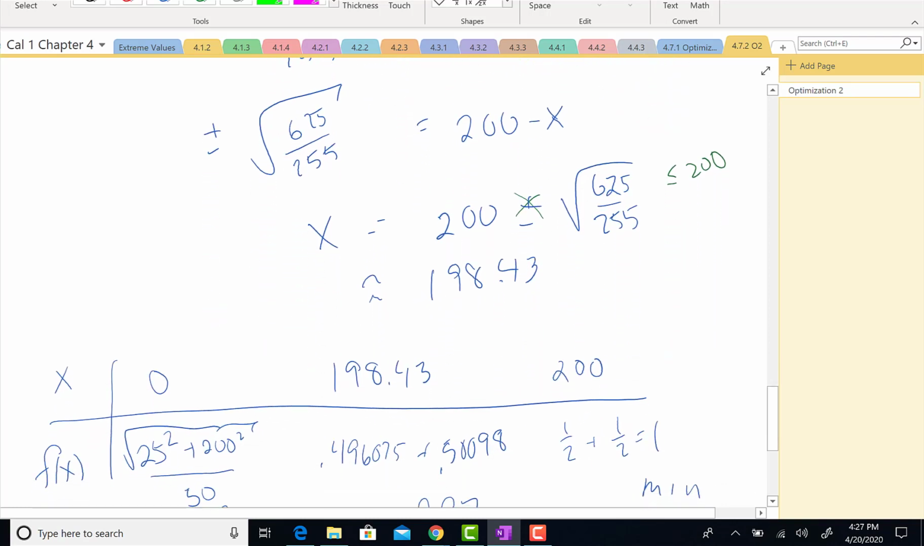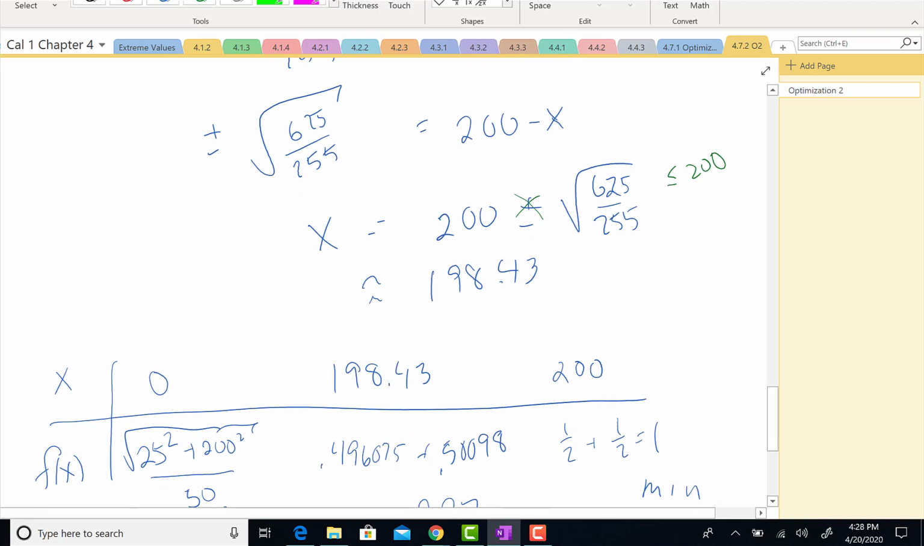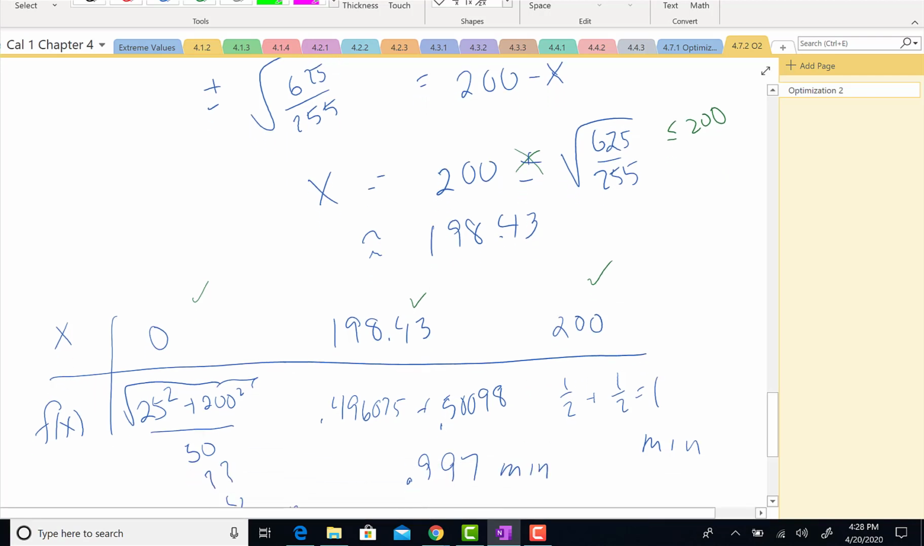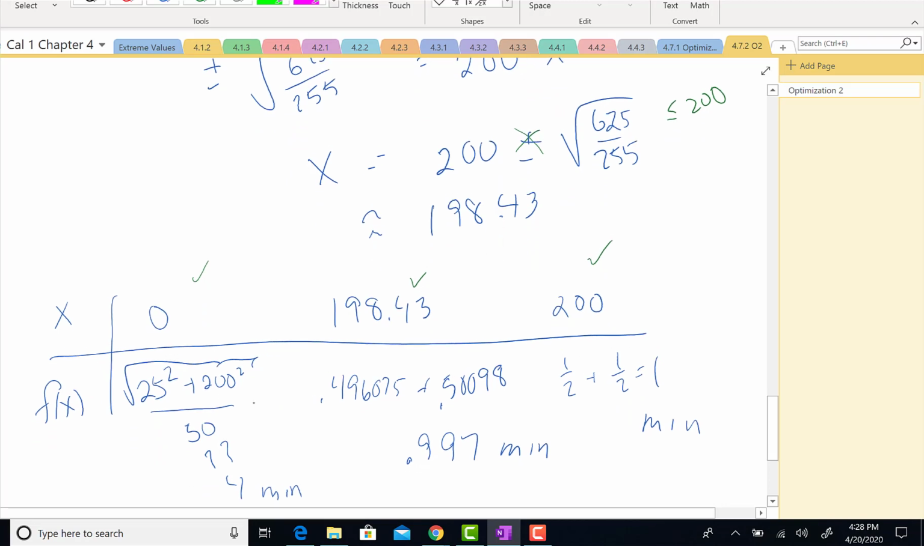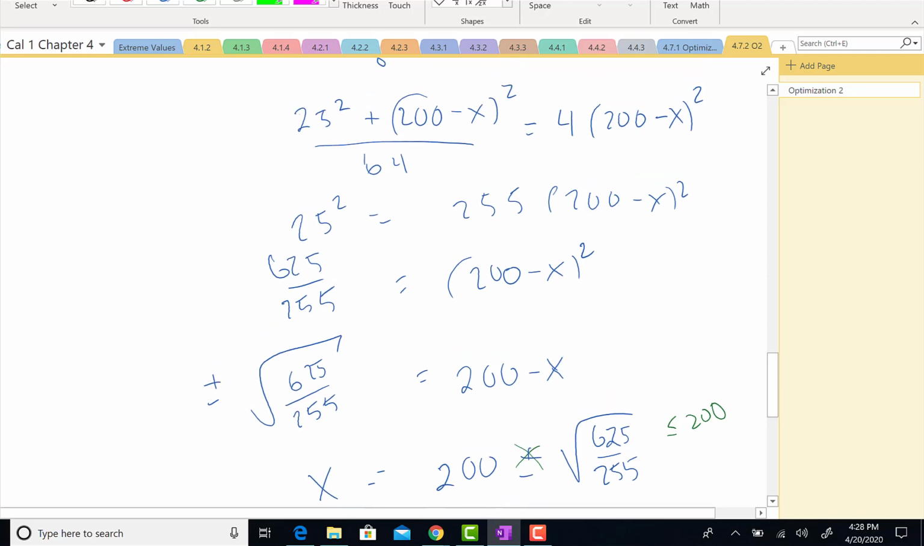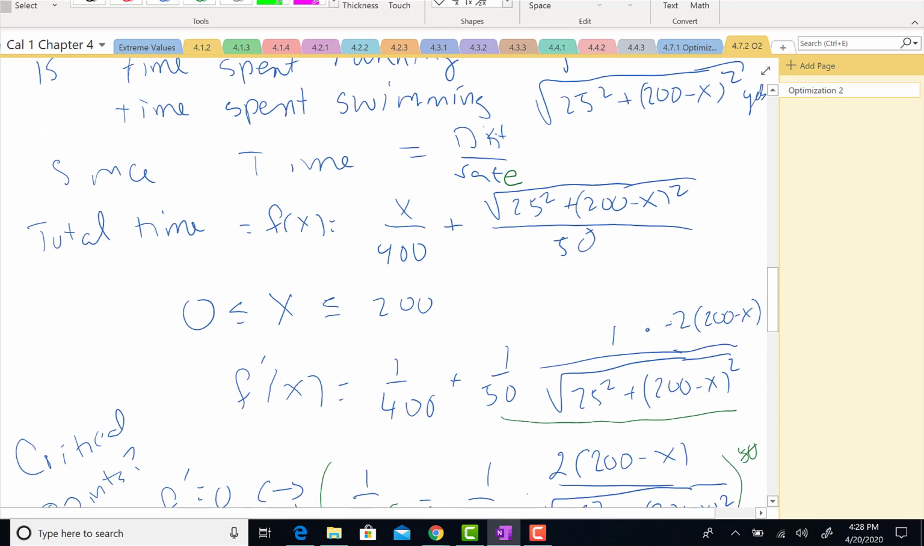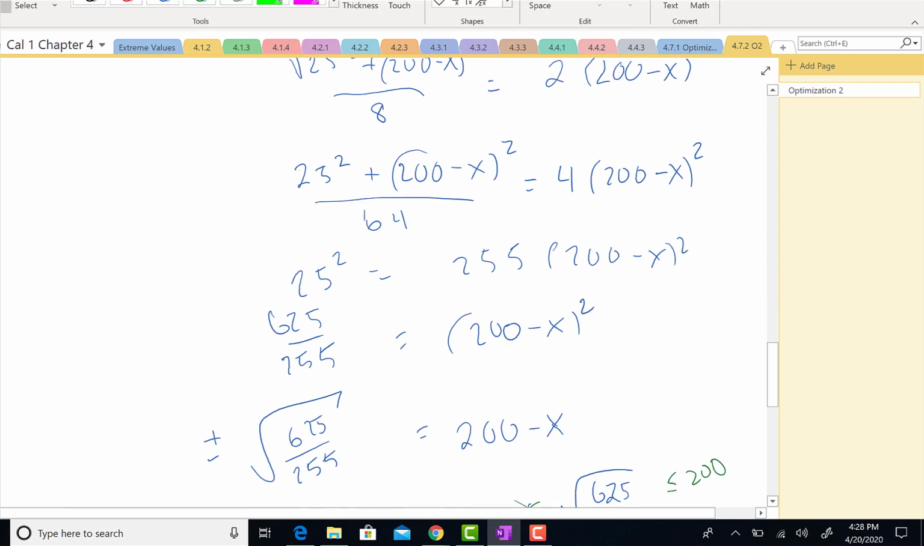So remember that optimization technique we had for a closed interval? x could be 0 or 200, those are the endpoints, or it could be this new critical point that we found, 198.43. Of course, if x is 0, we could plug that into our original function f that we had way back at the beginning of this problem. If x is 0, then we'd have 25 squared plus 200 squared. Add that together, take a square root, divide by 50, and that comes out to be about 4 minutes.